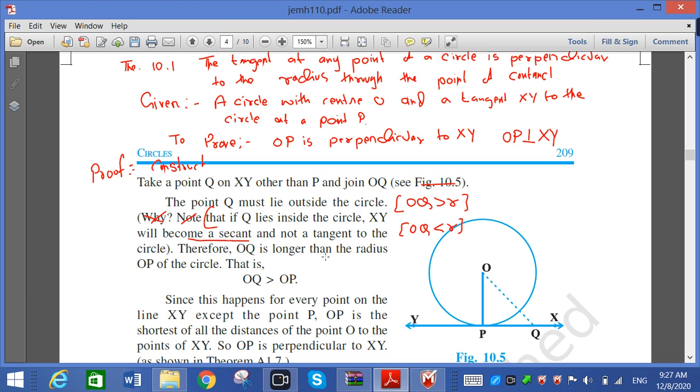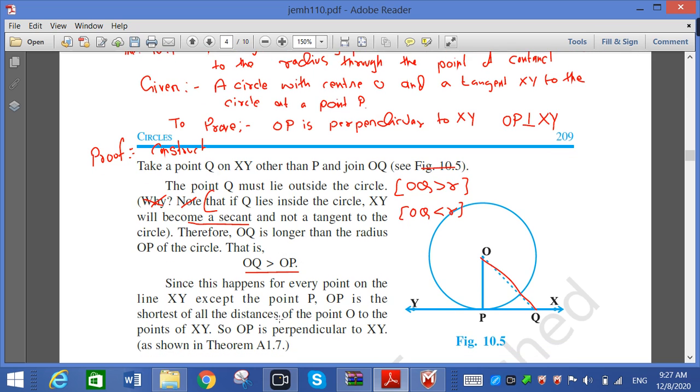Therefore, OQ is longer than the radius OP of the circle. Therefore, OQ is greater than OP. Since this happens for every point on the line XY except the point P, OP is the shortest of all the distances from the point O to the line XY. So OP is perpendicular to XY.